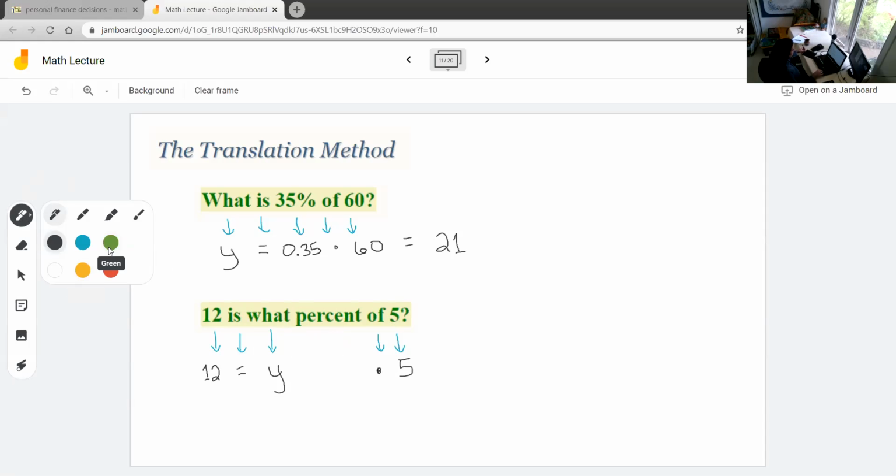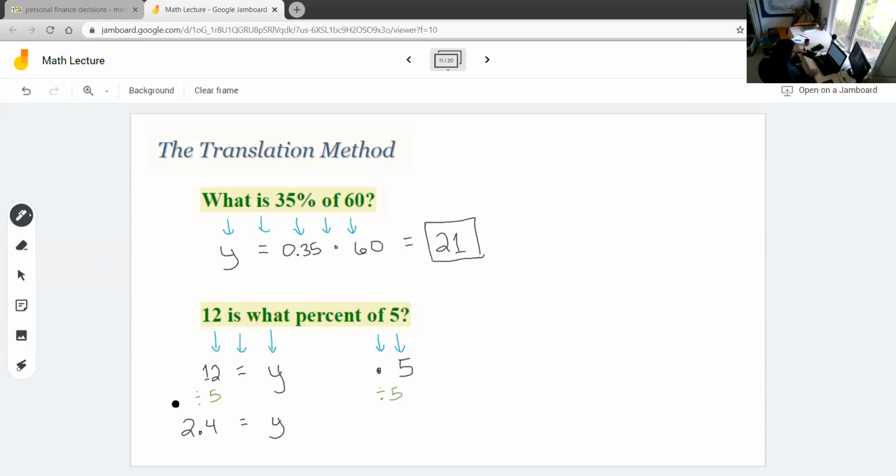How do I get rid of the times 5 attached to y? The opposite of times 5 is divided by 5. And if I do it to one side, I have to be fair and do it on the other. So 12 divided by 5 gives me 2.4. Okay, my answer is 2.4, but I'm not done.